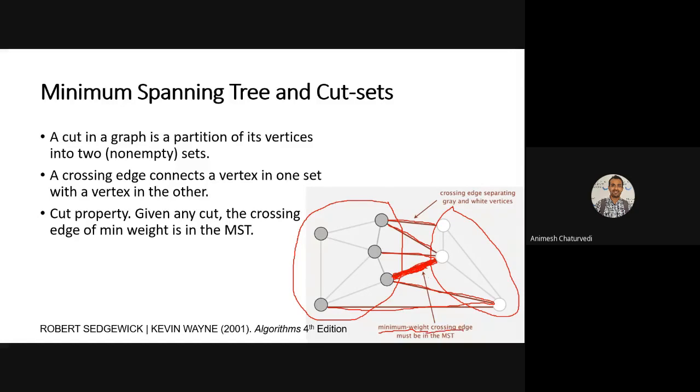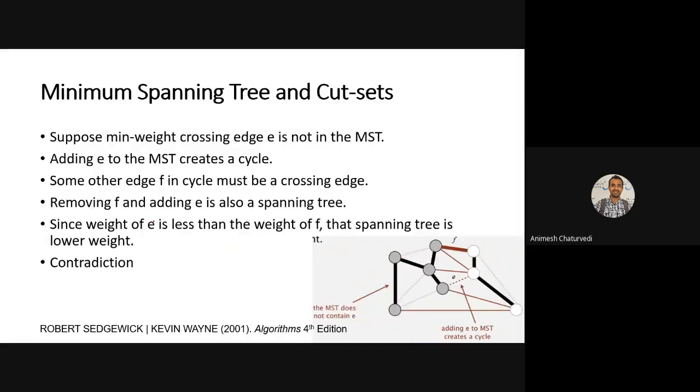So this has the lowest weight, and there is a property: if there is a minimum weighted crossing edge, then that edge must be part of the MST. So this edge must be part of the MST. How and why? We have a theorem proof of this. So how do we prove it and see that it's true?